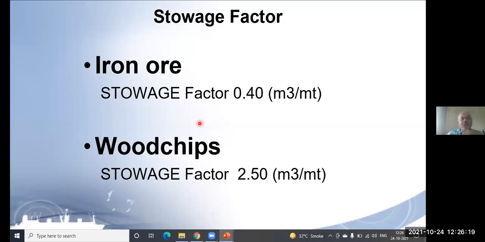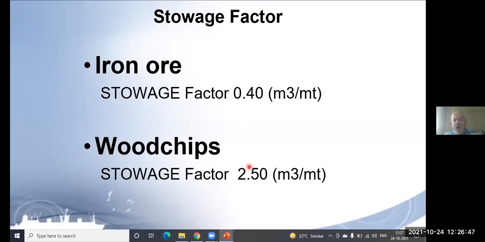Okay. Let us see now stowage factor. Iron ore stowage factor is 0.4 meter cube per ton, and wood chip, wooden chips, stowage factor is 2.5 meter cube per ton. So which cargo is light? Just by looking at the stowage factor: the lesser the stowage factor, the heavier and denser is the cargo. So this is just giving that example.